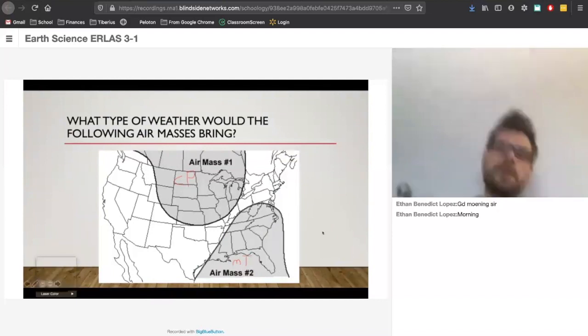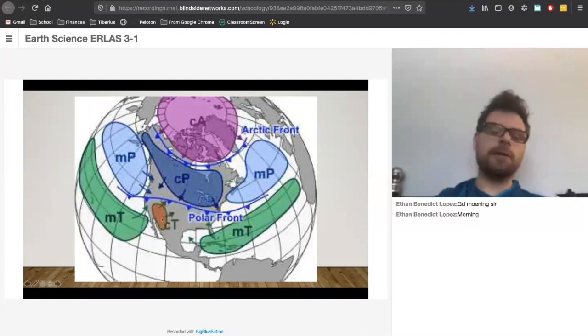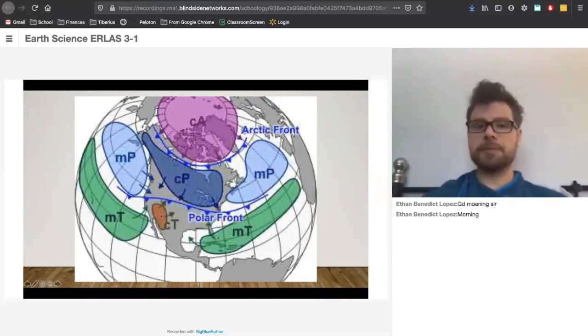And again, here's just a bigger map of where we can expect different air masses to form. These MTs are forming over the ocean, down south where it's nice and warm. These MPs are also forming over the ocean, but up north where it's cold. We have this CT here. It's forming down in Arizona, northern Mexico. This is continental because it's forming over land, and tropical because it's really hot down there. And then here we have CP because it's forming over the continent, and polar because it's cold.